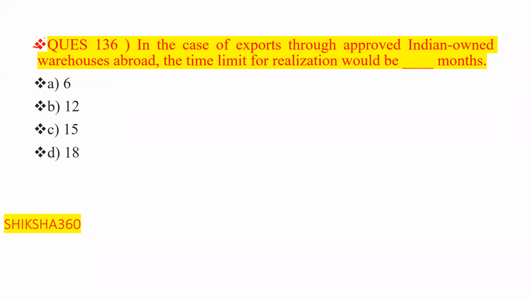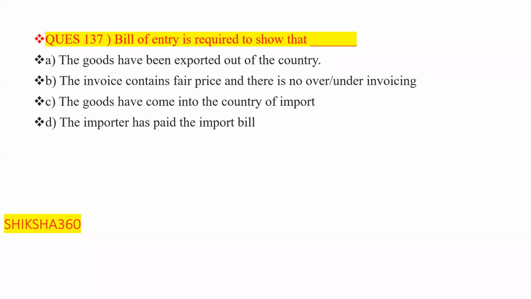The first question, I think, is related to chapter number 5, in the case of exports through approved Indian owned warehouses abroad. So we will leave this question. Now move to question number 137. Let's start our discussion on that.